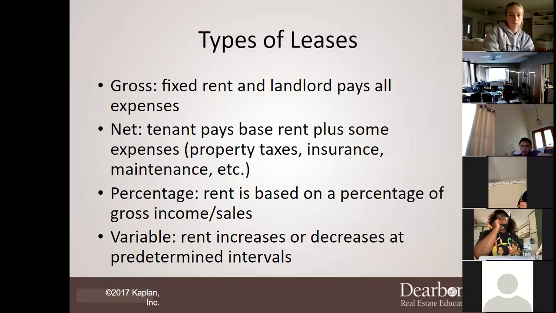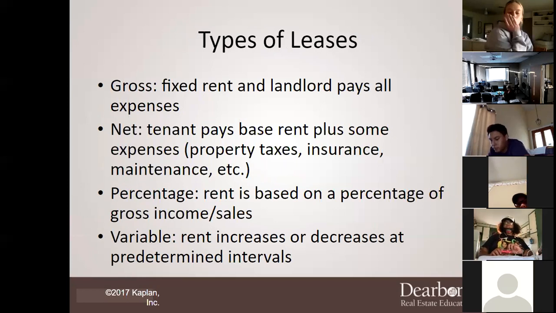Okay. All right, now we're going to types of leases. The gross rent, or gross lease, is where the tenant pays a fixed rate, but the landlord pays all expenses, like taxes, insurance, maintenance, and stuff like that. And then you have a net lease. That's where the tenant pays the base rent plus some of the expenses, but not all. It could be property taxes, insurance, maintenance.